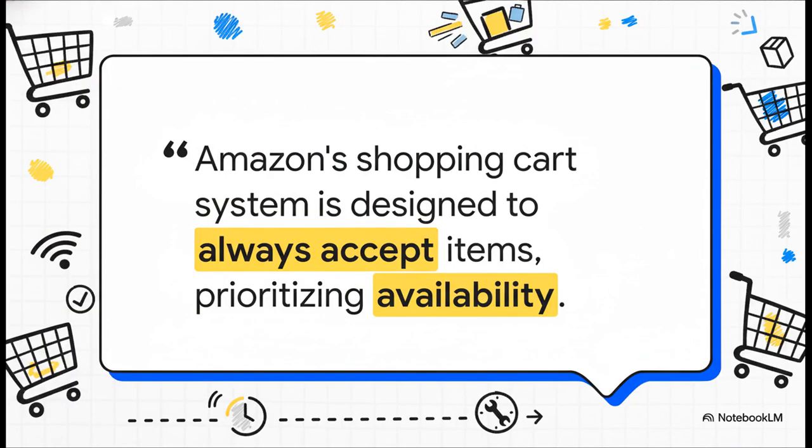Now, flip that and think about Amazon's shopping cart. It is the classic example of an AP system. When you click Add to Cart, it just works every time. The system's #1 job is to be available for you to keep shopping. Is it possible the inventory count is a half second out of date? Sure, but that can be sorted out at checkout. The user experience is what matters most.